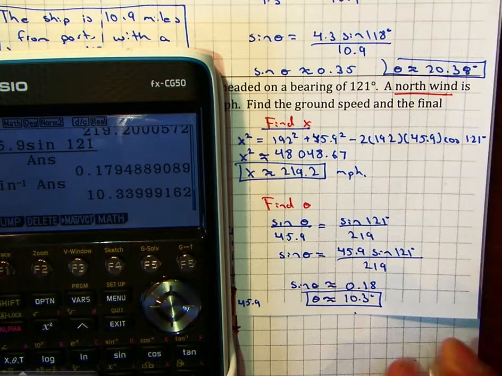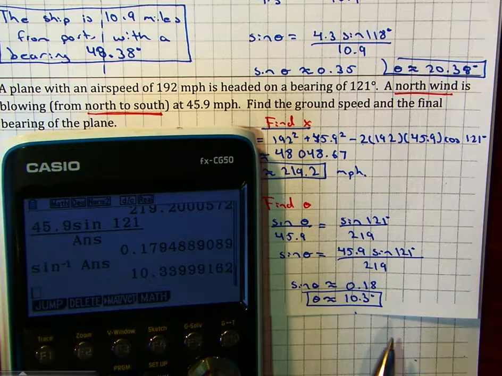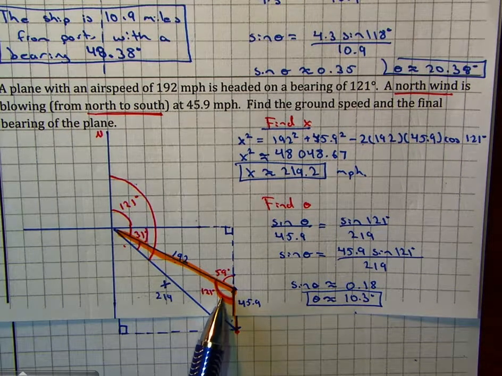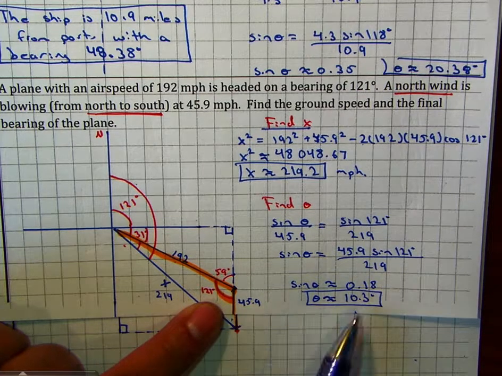Now, one of the things that you'll notice is that even though I'm using the law of sines, I'm not looking for the ambiguous case because there's already an angle that's 121 degrees, which is bigger than 90. So there's no way that there's going to be two triangles.